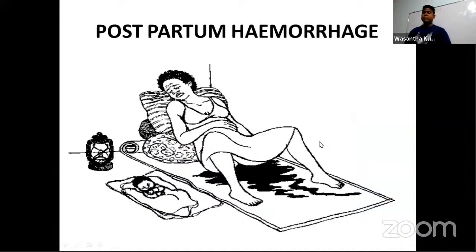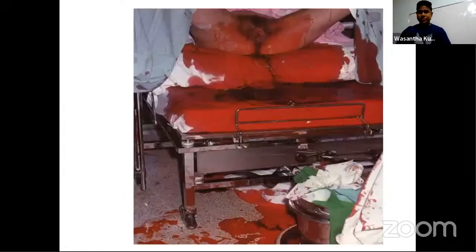Right, primary postpartum hemorrhage. You can see, in those days when there were no proper hospital deliveries, mothers delivered at home with no birth attendants. She just delivered the baby on the side, in poor light. This poor woman is having continuous bleeding. Without treatment, definitely she is going to die. This is a case of primary PPH.